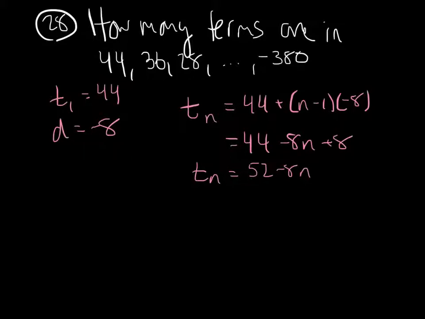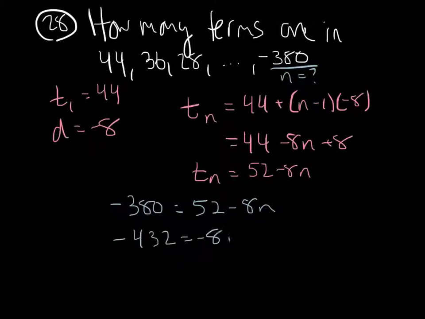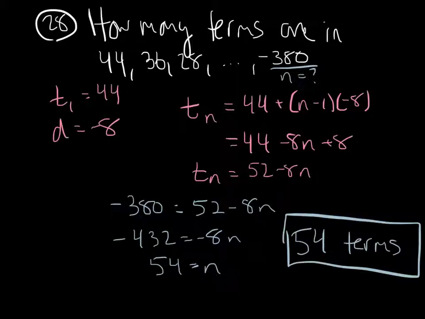Now, what I want to know is what is n equal to when we've got negative 380? So what I can do is negative 380 is equal to 52 minus 8n. Now tell me what n is. So I just solve that. I get negative 432 is equal to negative 8n, or I get 54 is equal to n. So my answer is 54 terms are in that particular sequence.